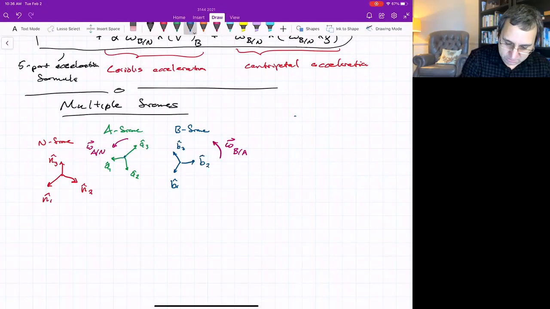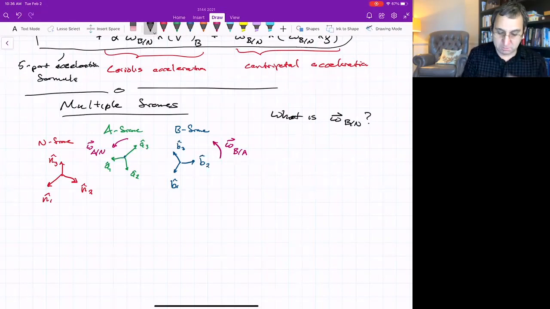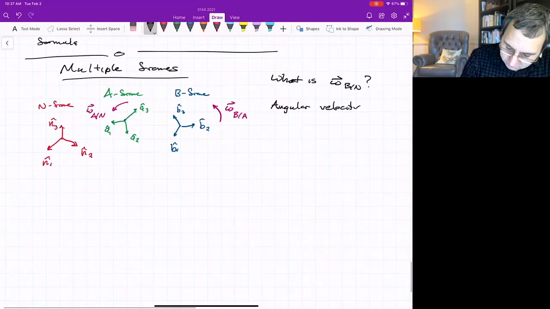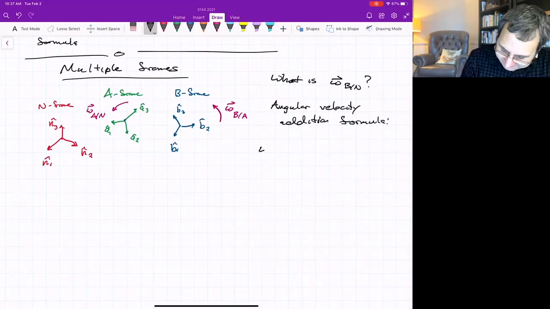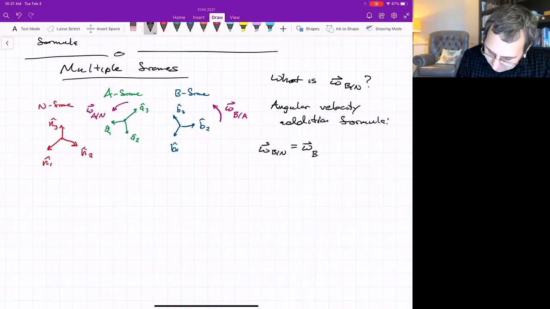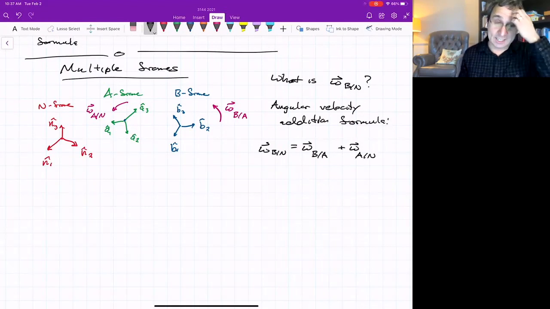But what if you wanted to know what is omega of the B frame with respect to the N frame, in terms of angular velocities that you know? And that can be done. If we want to give it a fancy name, we'll call it the angular velocity addition formula. Here's the formula. Omega of B with respect to A plus omega of A with respect to N. That's it, they add up.